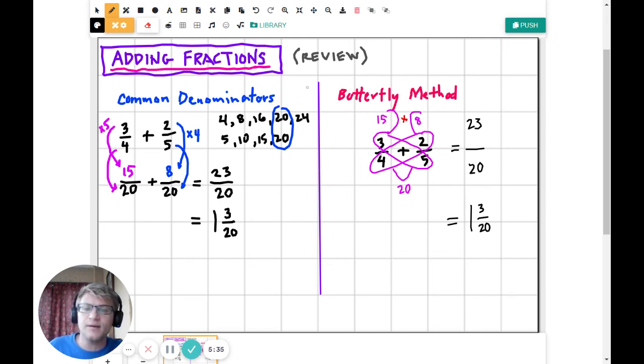So these are two different ways to do it. And we're going to go through about another couple. I'd like you to practice the butterfly method in the next video we're going to talk about.